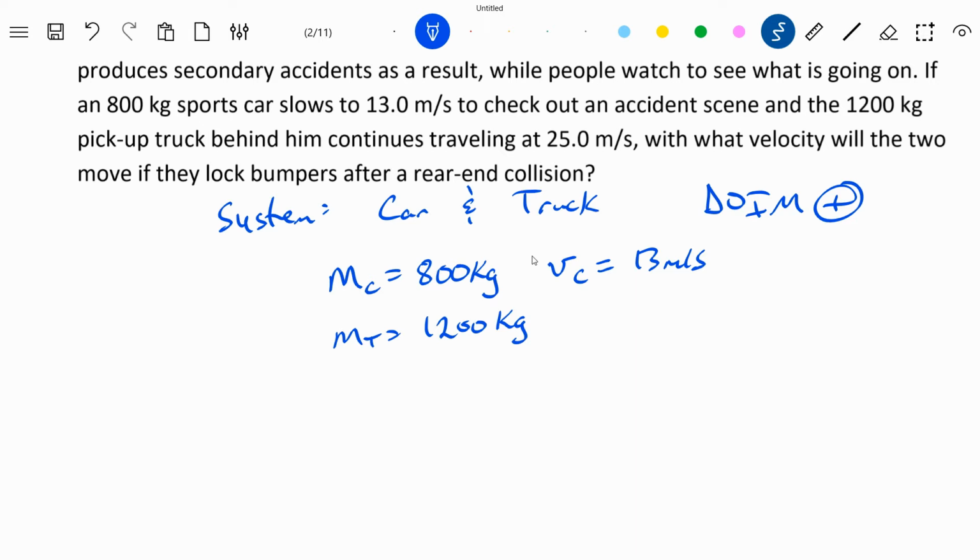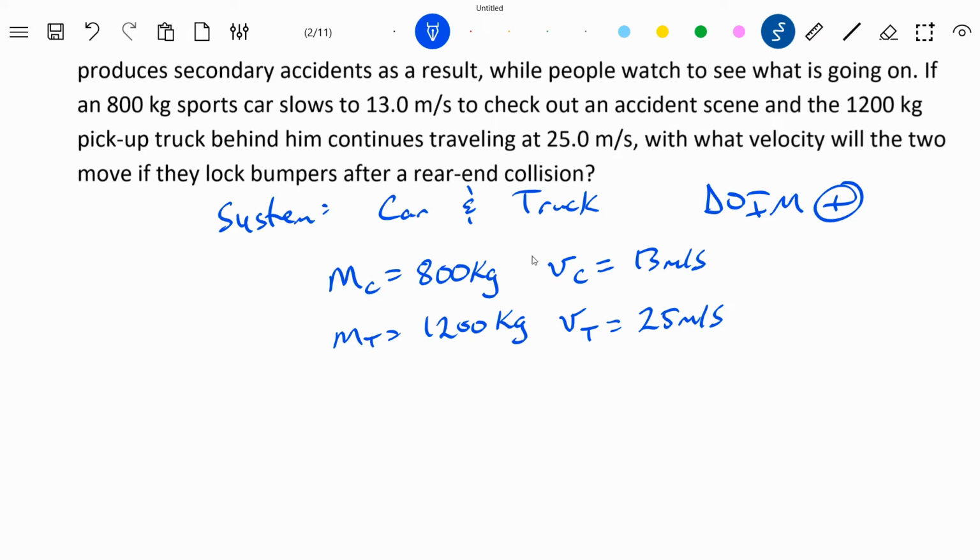The pickup truck behind him continues traveling at 25 meters per second, leading to the impact. Okay, so that was prior to the impact. So that's the velocity of the truck, 25 meters per second. What happens then is they crash and the two vehicles lock together.